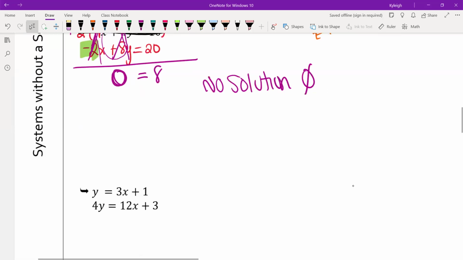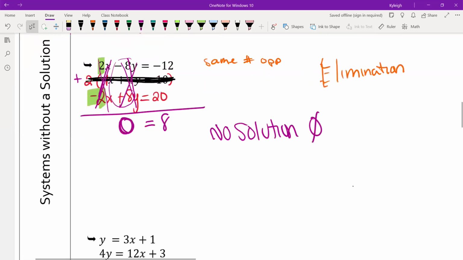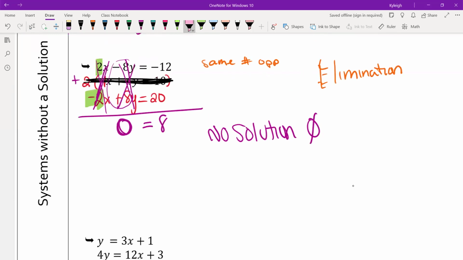So circle with the line through it. Again, we got this 0 because 2 minus 2 is 0 and 8 minus 8 is 0. So they're both 0.